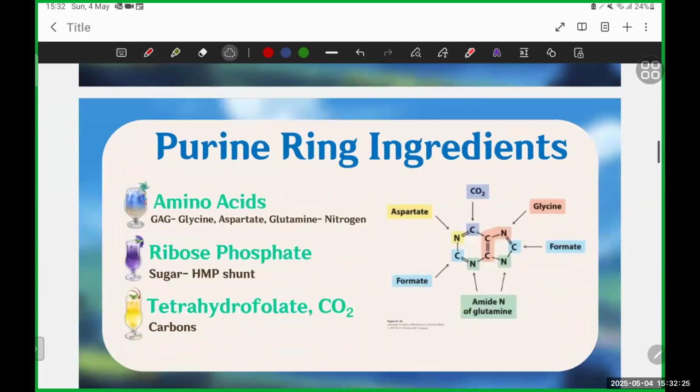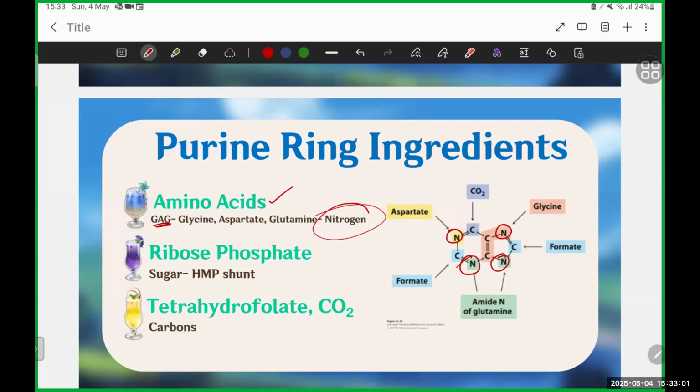What do we need for a purine ring? We need amino acids, specifically, a mnemonic called GAG: glycine, aspartate, and glutamine. This gives you all of the nitrogens that you can see here. Then you need sugar. This ribose phosphate comes from the HMP shunt that we just said, the PPP pathway. That's the sugar.